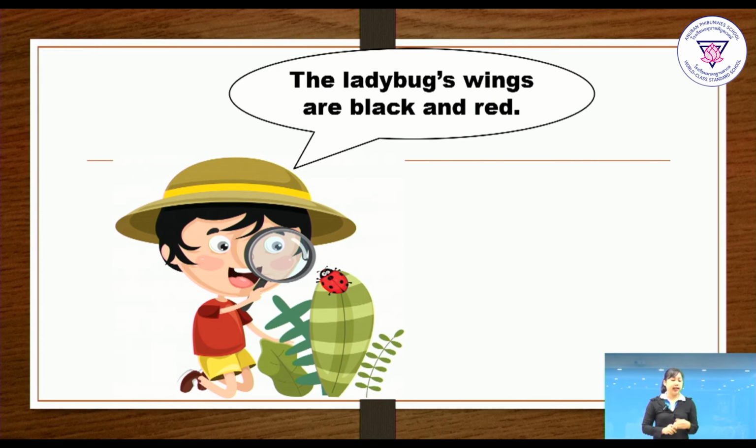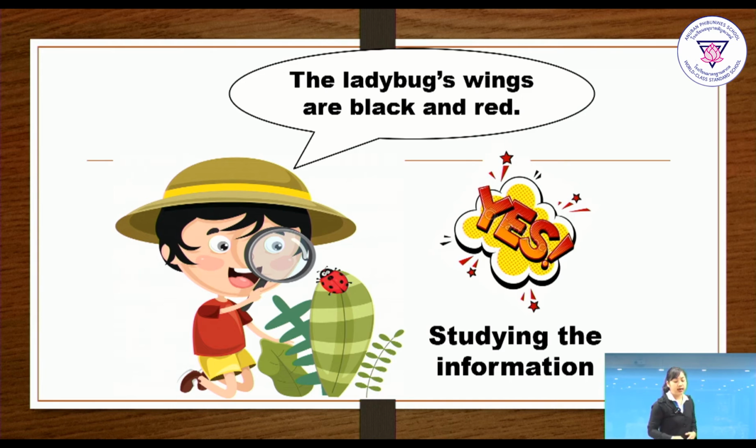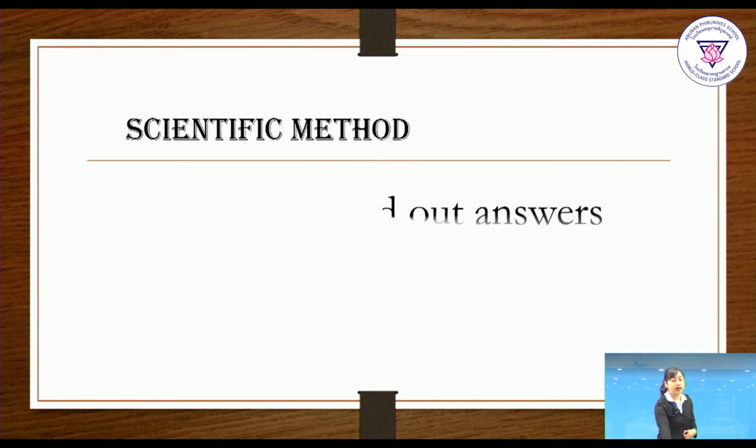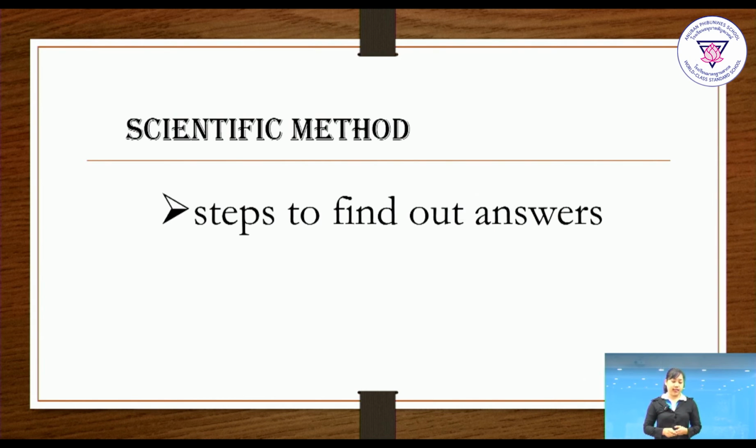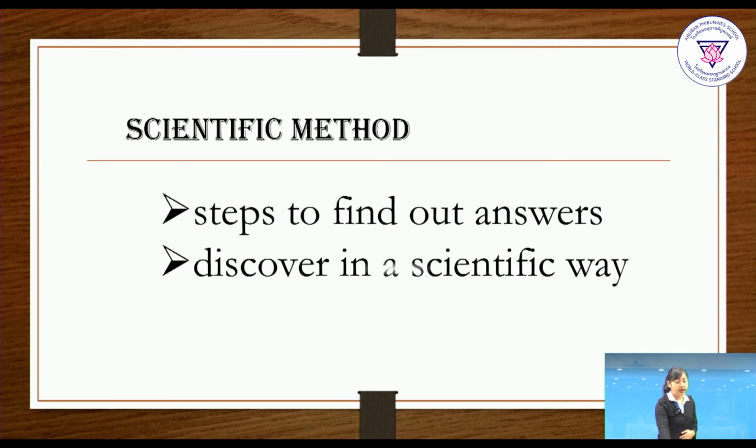Okay, the next one is the ladybug's wings are black and red. Does it use the scientific method? Yes, because the boy is studying the information. The next one is, let's define the scientific method. The scientific method is the steps to find out answers. Now, the next one is to discover in a scientific way. When we say scientific way, it is a process and procedures to find the answer to our questions.